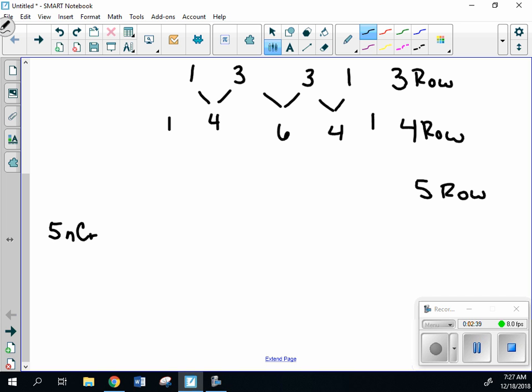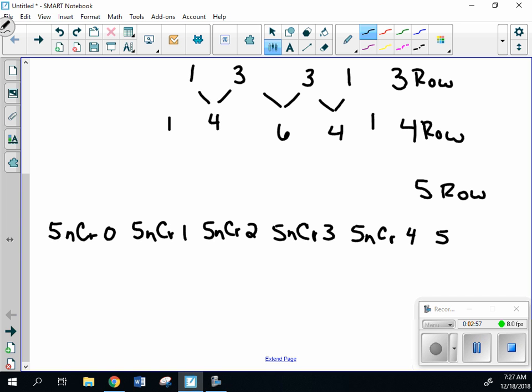I'm going to do nCr. I'm going to go 0. That's going to give me the 1. 5 nCr 1 is going to give me the next number. 5 nCr 2, 5 nCr 3, 5 nCr 4, and 5 nCr 5. These numbers are going to list out the 5th row of Pascal's triangle. Notice there are actually 6 numbers within that because we start at 0. I should have 6 numbers based on the 5th row of Pascal's triangle.